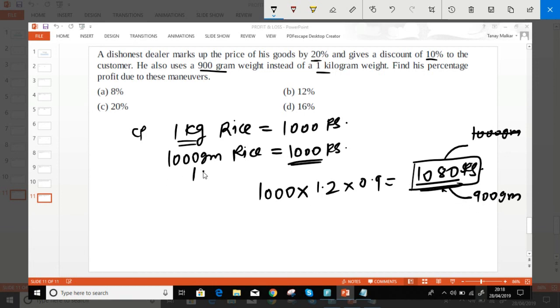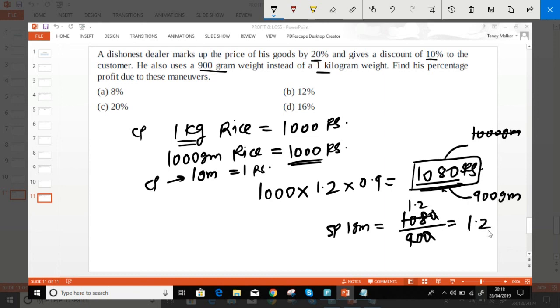So the cost price of 1 gram rice will be 1 rupee, and the selling price of 1 gram of rice will be 1080 divided by 900. So it will be 1.2. So you have the cost price of 1 gram of rice, and the selling price of 1 gram of rice, which is 1.2. Can you find the profit percentage? Yes. It is selling price minus cost price divided by cost price into 100. So it will be 20%.